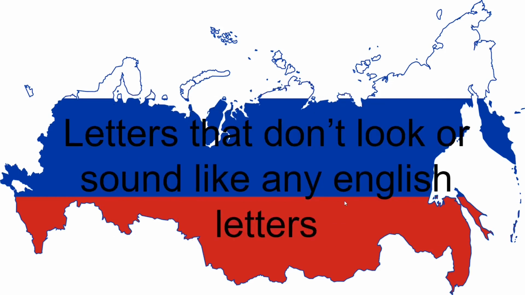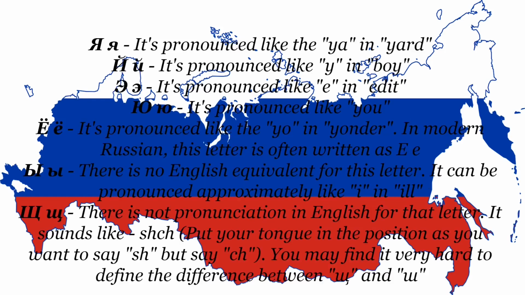Moving on, now we have letters that don't look like or sound like any English letters. I believe there are seven of them here. First one is Ya, which is a backwards capital R, and it makes the YA sound, as in yard. The next one is the Y sound, as in the Y in the word boy.